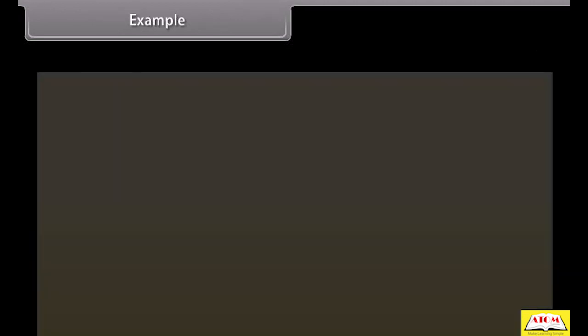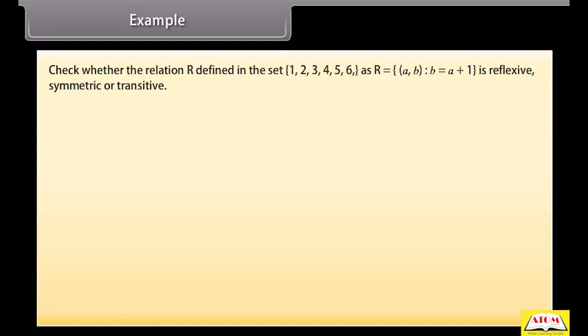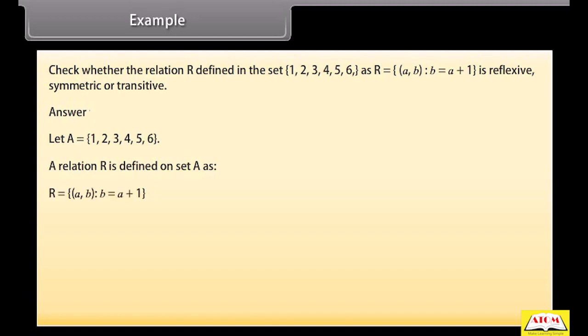Example. Check whether the relation R defined in the set {1, 2, 3, 4, 5, 6} as R = {(a, b) such that b = a + 1} is reflexive, symmetric, or transitive. Answer. Let A = {1, 2, 3, 4, 5, 6}. A relation R is defined on the set A as R = {(a, b) such that b = a + 1}.